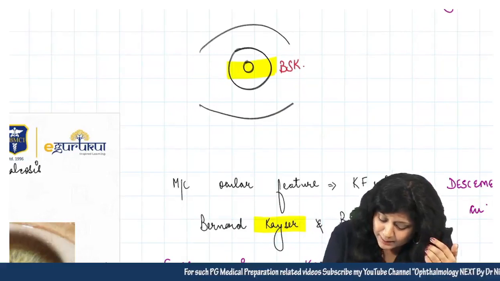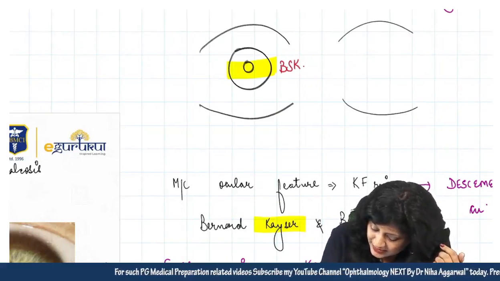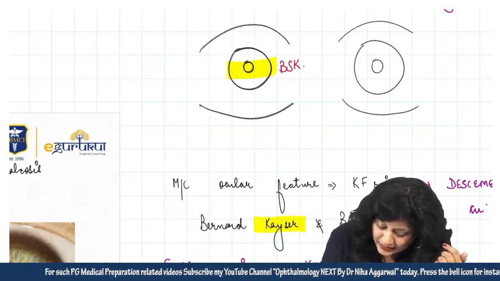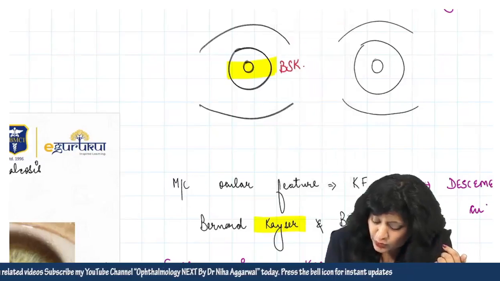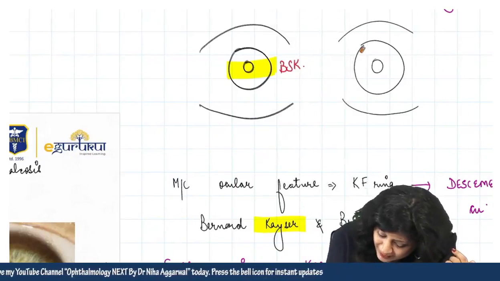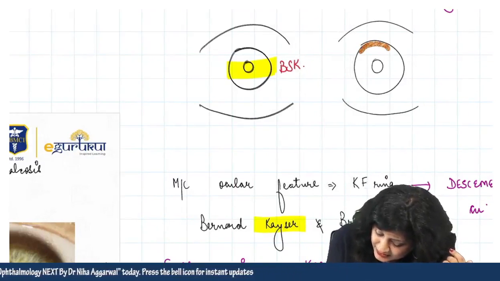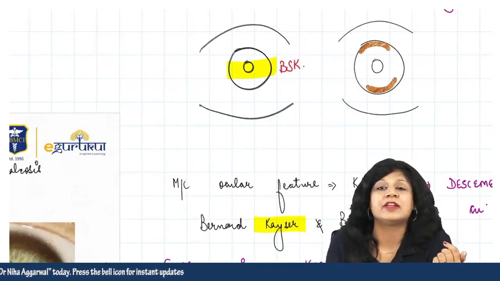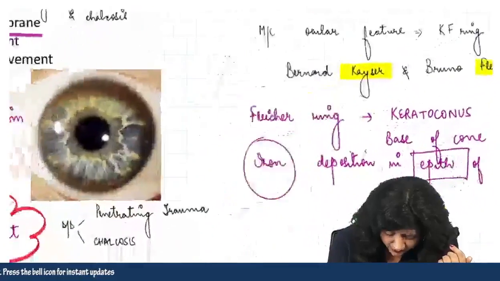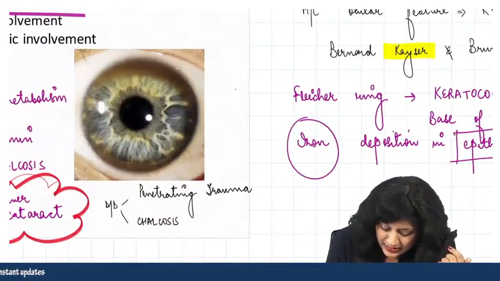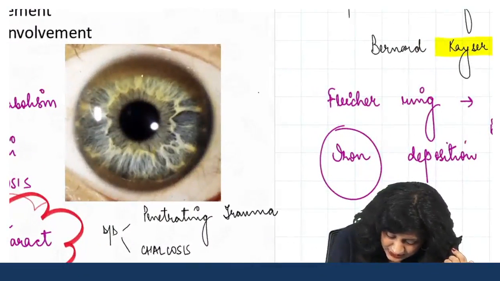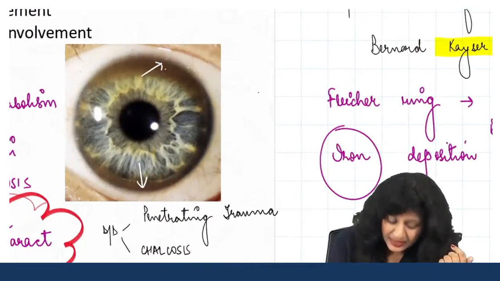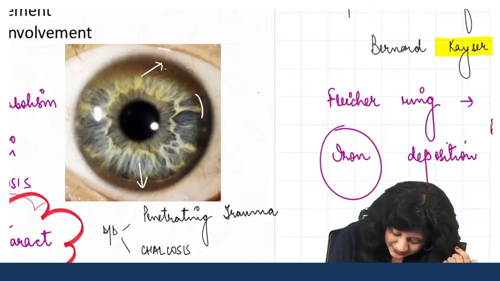But when it comes to the KF ring, what happens? We have the golden brown ring. So we have this ring first located in the superior and the inferior quadrant, something like this. See, I have got a pic also. Can you see in this pic that you have the deposition present superiorly and then inferiorly? Afterwards it will come like this also and like this also.